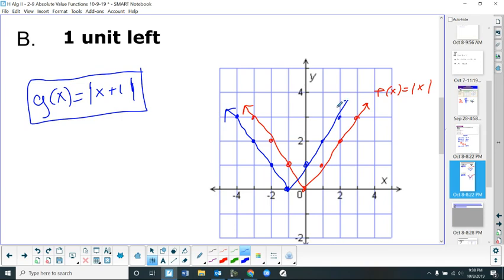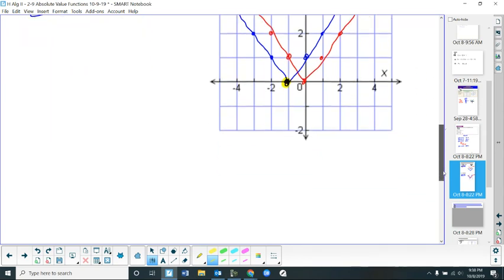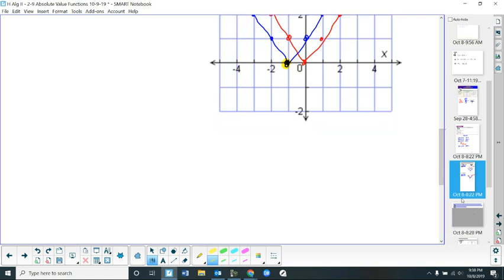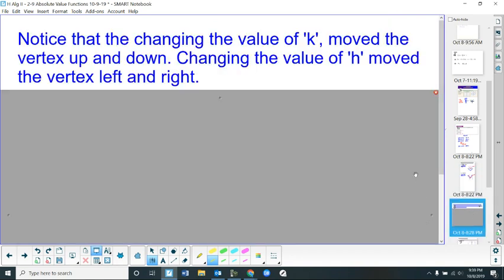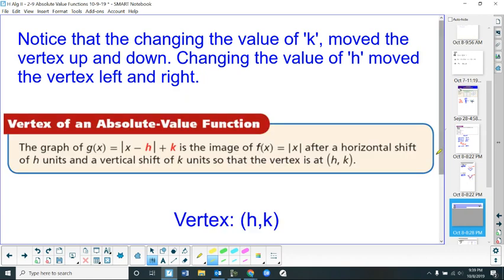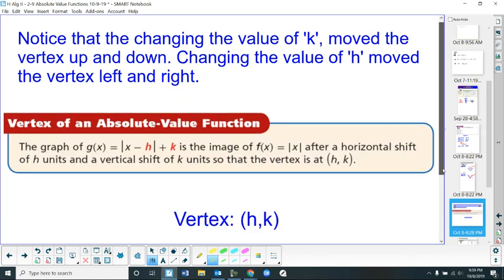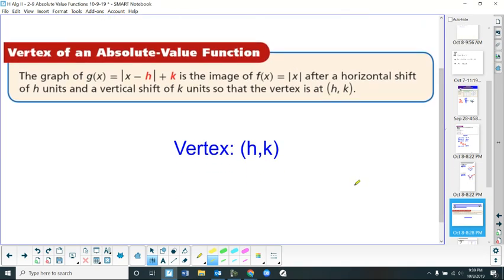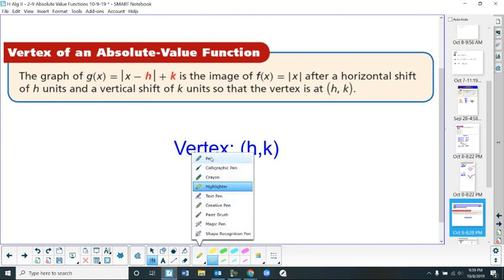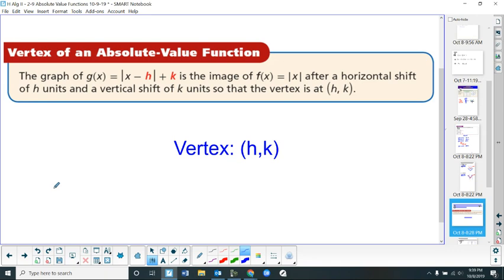So these graphs are really easy to make. The thing that I am most important about is where did your vertex shift to? So make sure your vertex is at the right spot, okay? All right. Well, we've talked about shifting up, down, left, and right. There's a formula that the book gives you, and it talks about the vertex. And I'm going to tell you, I don't memorize this formula. I think there's an easier way to do this. You can, but I don't think you have to.